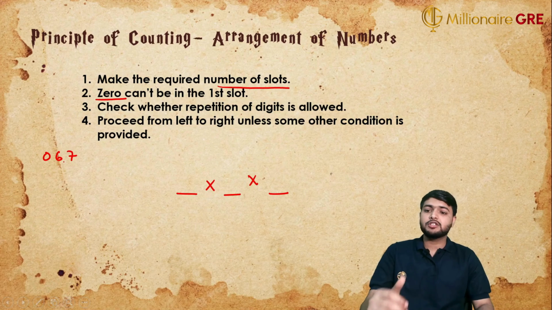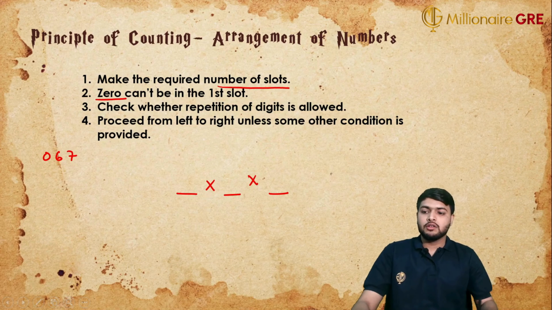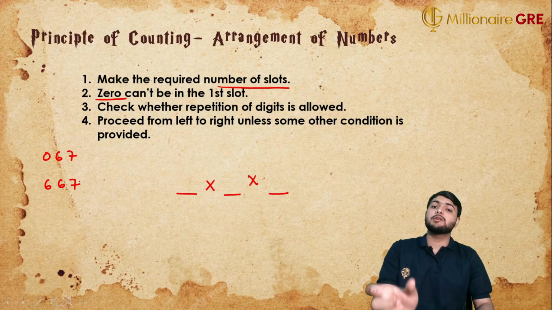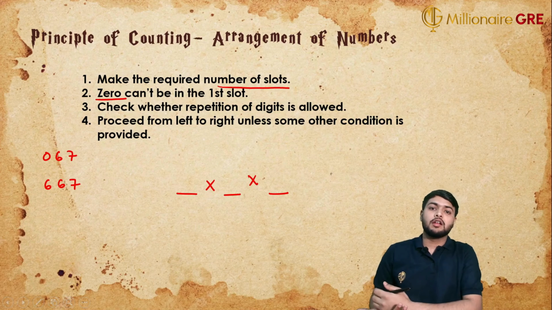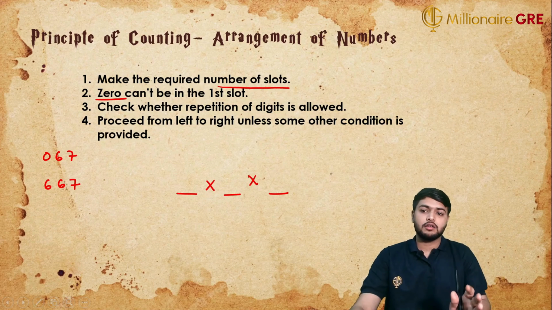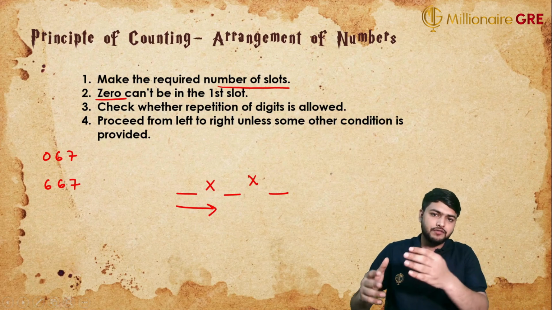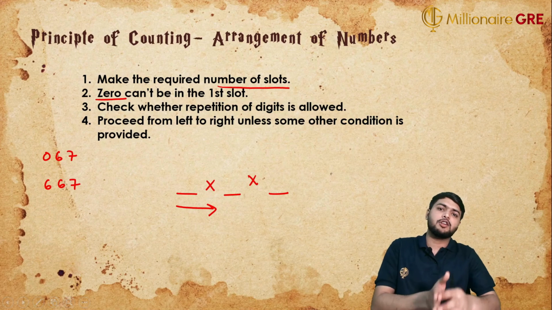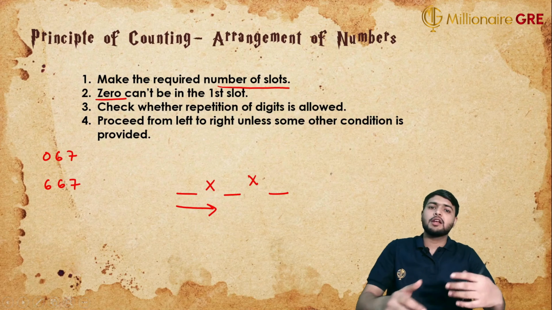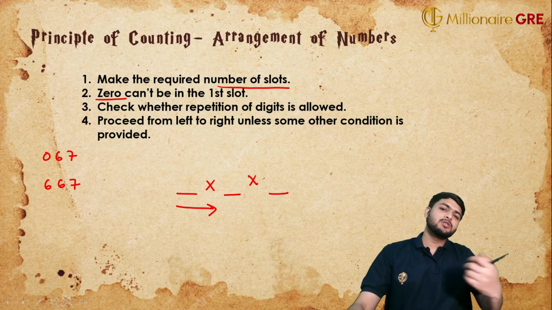The third step is to check whether repetition of digits is allowed. So you have to check whether 667 is a feasible number according to the question. Does the question allow the repetition of digits or not? The fourth step is to proceed from left to right unless some condition is given. That means you will first fill up the first slot, then the second slot, then the third slot, unless some other condition is given. Let's explore this through some questions.